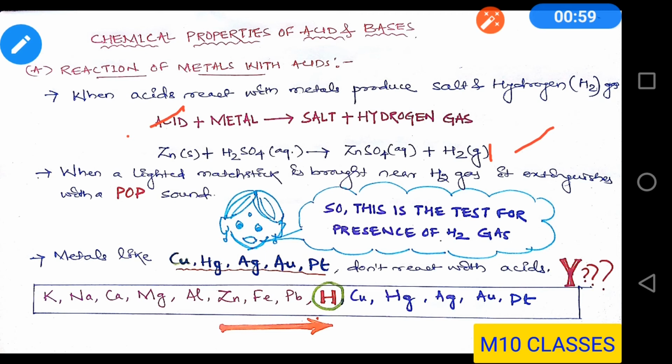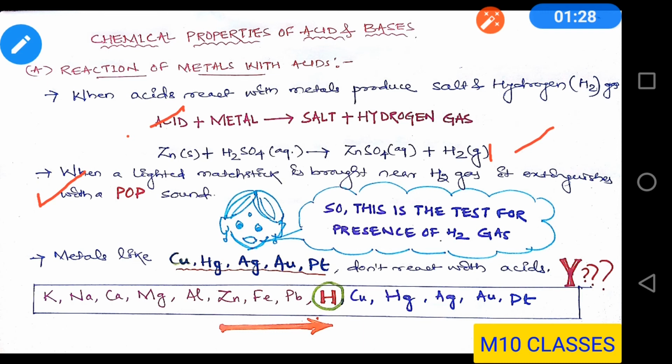How to test whether it is hydrogen gas or not? When a lighted matchstick is brought near hydrogen gas, it extinguishes with a pop sound. So whenever it is asked how do you test for the presence of hydrogen gas, you'll write that if we take a lighted matchstick near the gas and it extinguishes with a pop sound, that shows the presence of hydrogen gas.